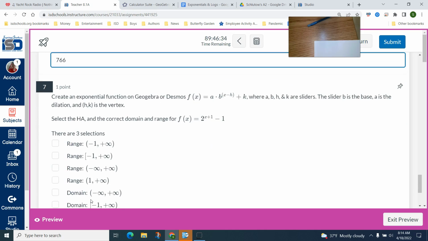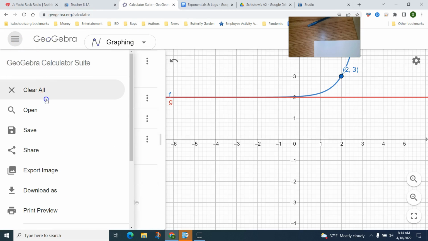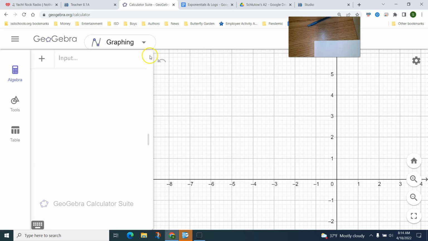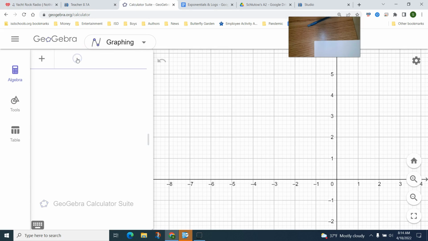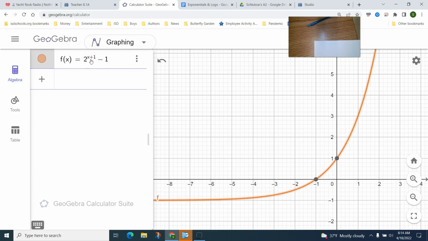All right. And then this one, I've got to do this graph right here, so I am going to clear this out. Don't save. And I'm just going to type this in right here. 2 caret x plus 1, minus 1. What's my k value? It's negative 1 right here. So I'm going to type in y equals negative 1. And the blue is the horizontal asymptote, the k value right there.